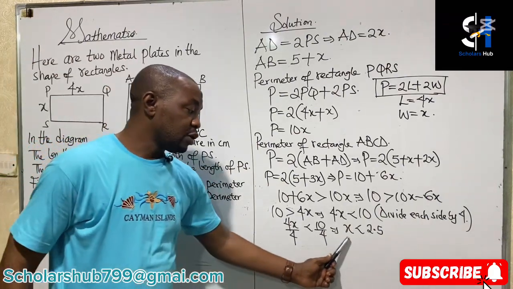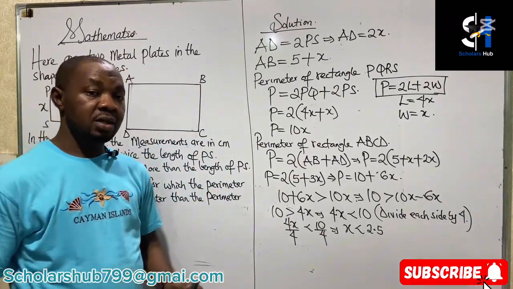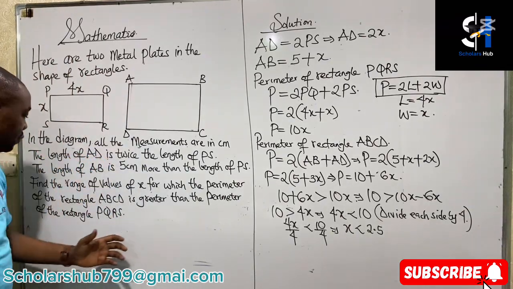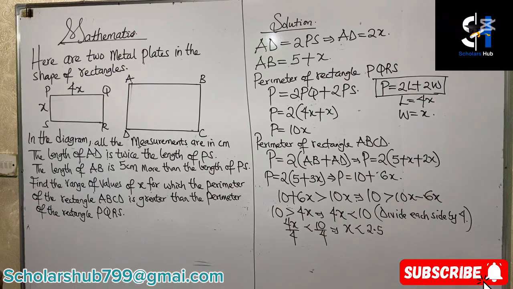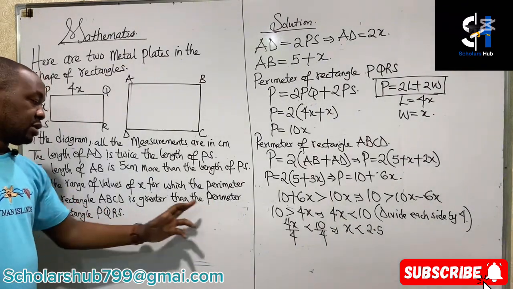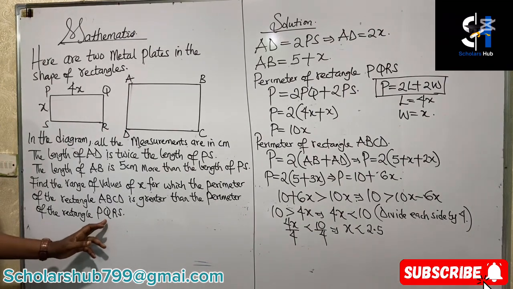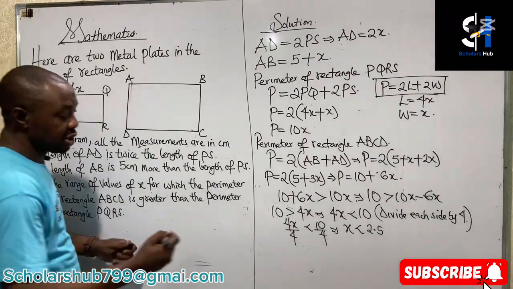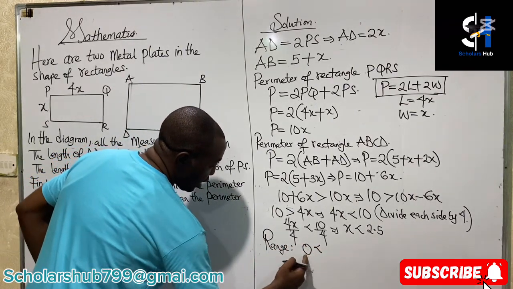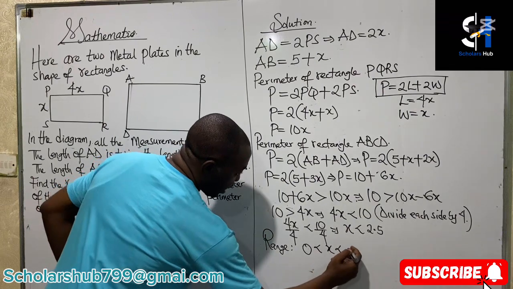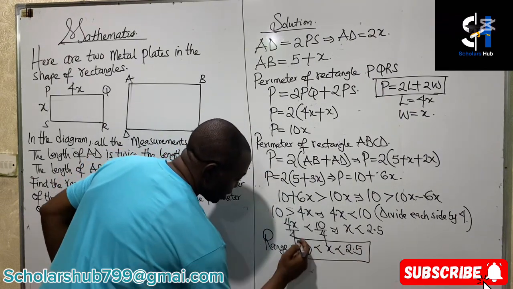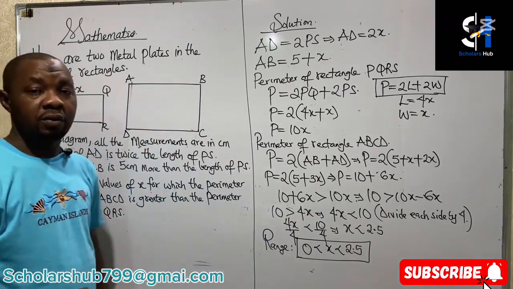Now the value of x is positive, don't forget, because x is a length. But we want to find the range of values of x for which the perimeter of the rectangle ABCD is greater than the perimeter of rectangle PQRS. So the range in this case will be 0 less than x and x less than 2.5. This is the range we are looking for.